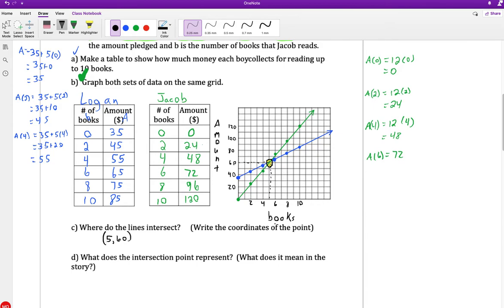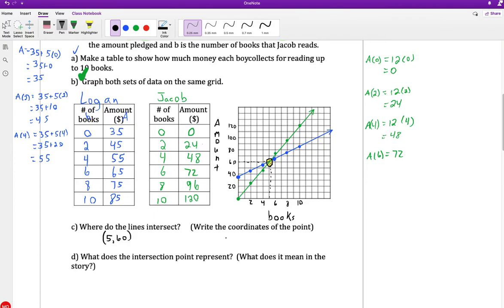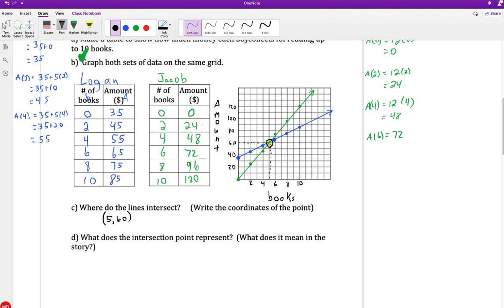Okay, so what does that mean? Well, if we interpret in books, if we think about books, so we go at 5 books, they're the same. Okay, but what are they the same? They both make $60. Perfect. So at 5 books, they both make the same amount of money.